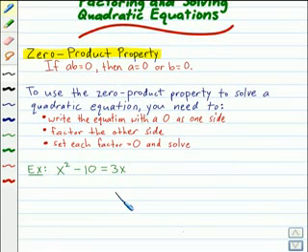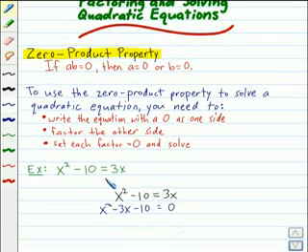Our first equation says x squared minus 10 equals 3x. To get a 0 as one side of the equation, we need to subtract 3x from both sides. That'll give us x squared minus 3x minus 10 equals 0. So now we're ready to factor. We can factor the left side of the equation into two binomials, x minus 5 and x plus 2.